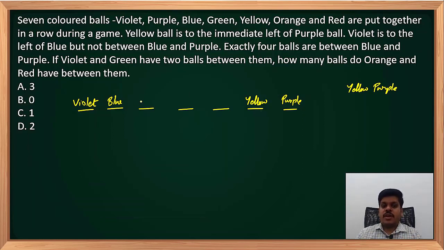Then if violet and green have 2 balls between them, green must be here only. How many balls do orange and red have? Orange and red can be placed here, orange or red, or vice versa, we can keep here positions. Then how many balls do orange and red have between them means only 1. So option C is the answer.